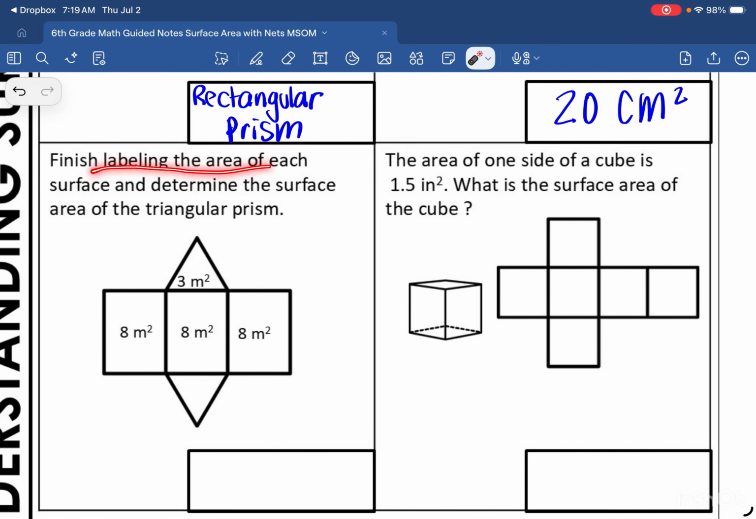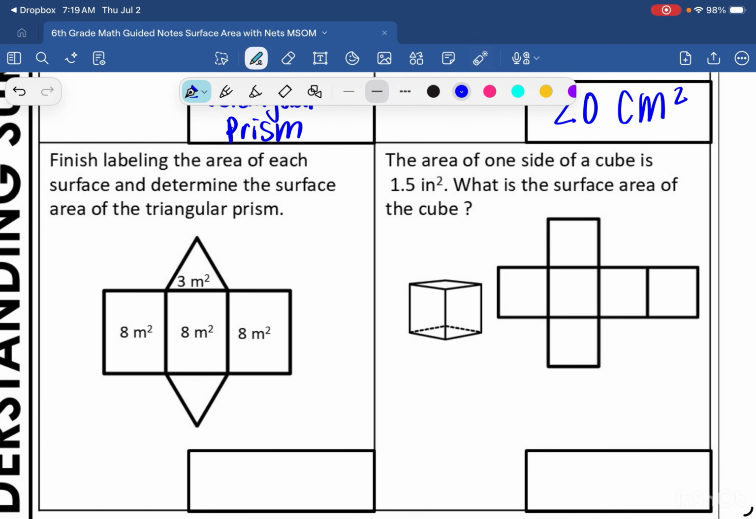Finish labeling the area of each surface and determine the surface area of the triangular prism. It has already told me these are all 8. Since it is a triangular prism, these sides are going to be parallel and the same. Since this side over here is 3 meters squared, this side down at the bottom will also be 3 meters squared. To determine the area, I need to sum up the area of the faces.